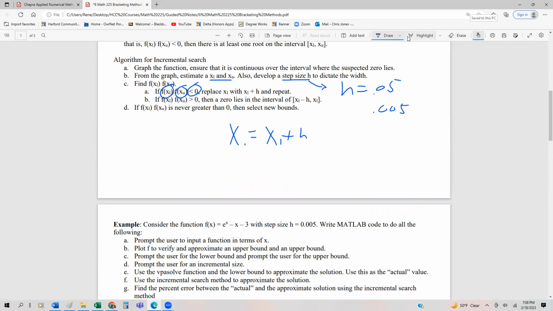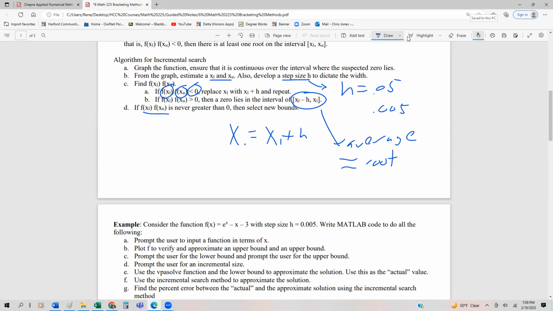Now, what we can do is take the average of those two values, and the average is going to be approximately the root for the solution. If for some reason this is never greater than 0, then we might have made an error when we selected our interval, so we probably have to select something different.